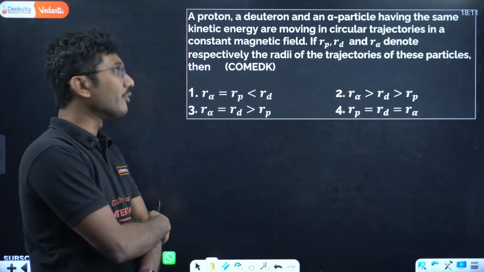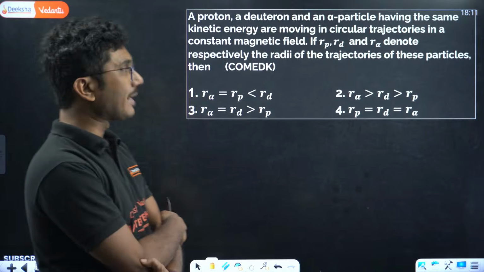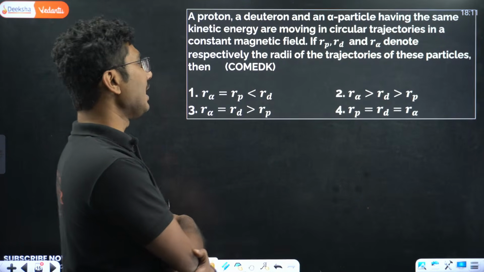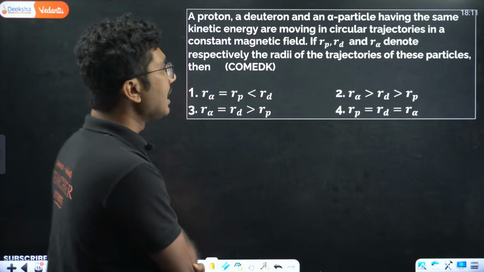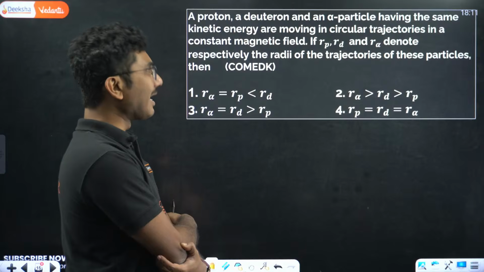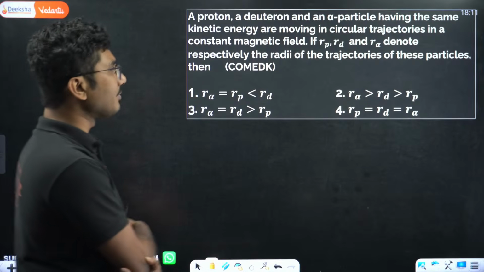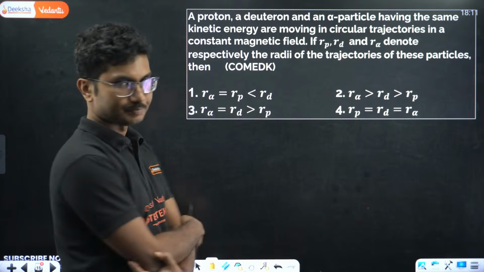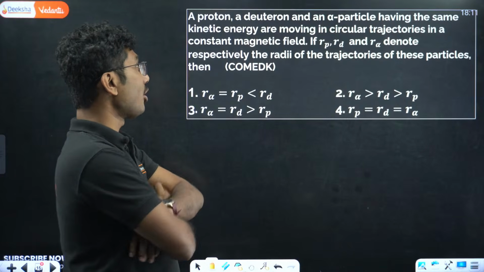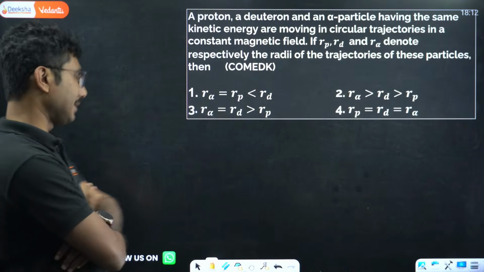Right. Let's see one question. A proton, a deuteron and an alpha particle having the same kinetic energy are moving in circular trajectories in a constant magnetic field. If Rp, Rd and R alpha denote respectively the radii of the trajectories of these particles, then first of all, what is given?